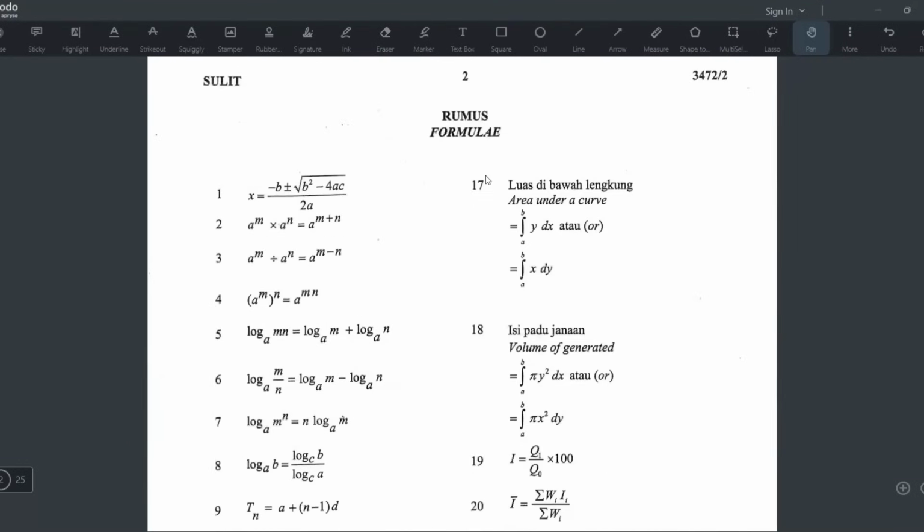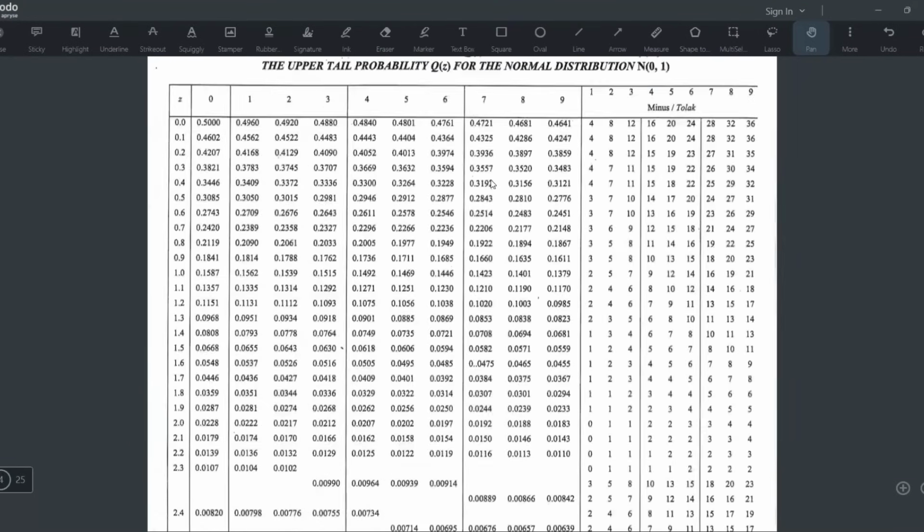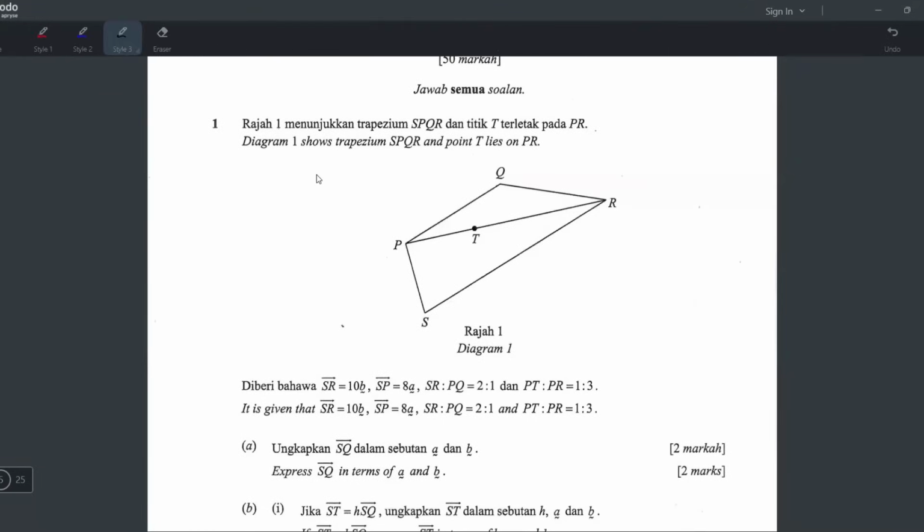Okay, I'm gonna start now. Bahagian A, question number 1. What chapter is this? Vector. So from 4, chapter 8.